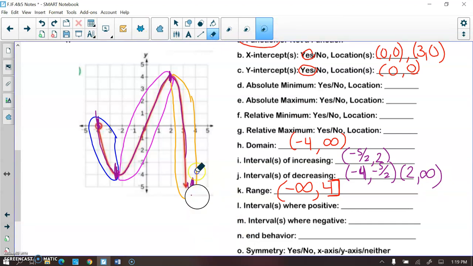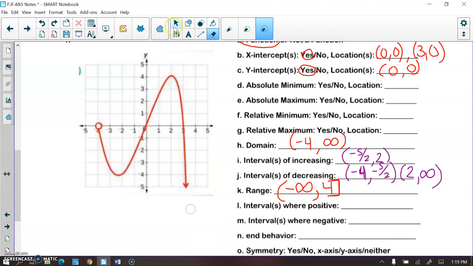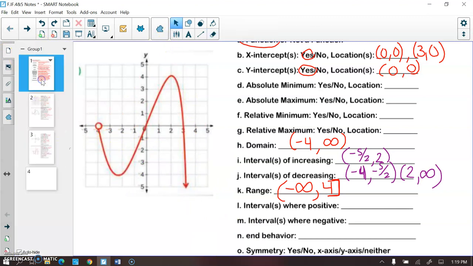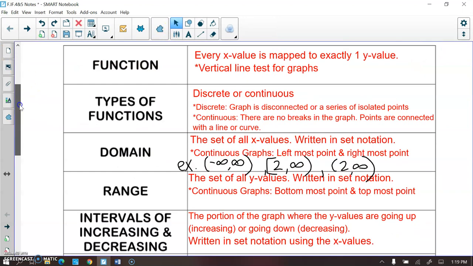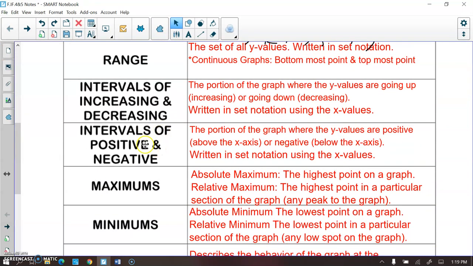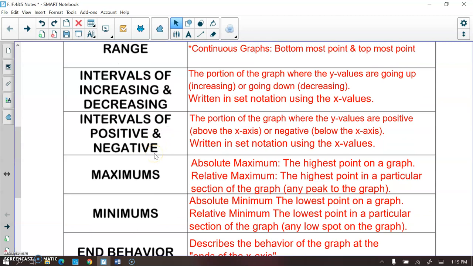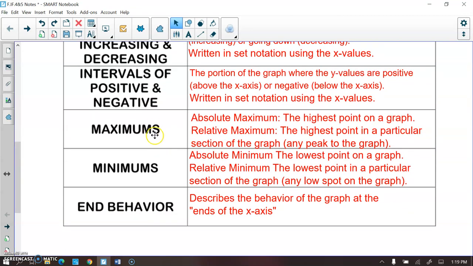Now, I might jump around to get some more in with this video. So, I'm not going to go through intervals of positive and negative until next video. Let's talk about maximums and minimums.